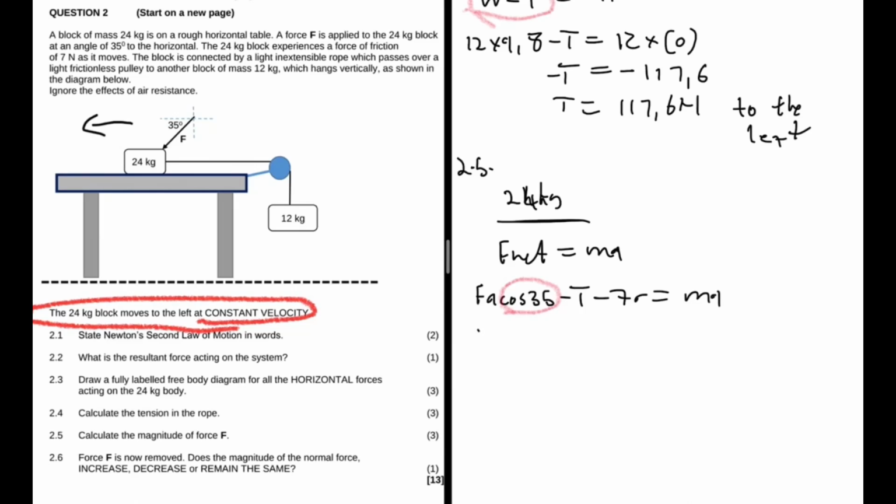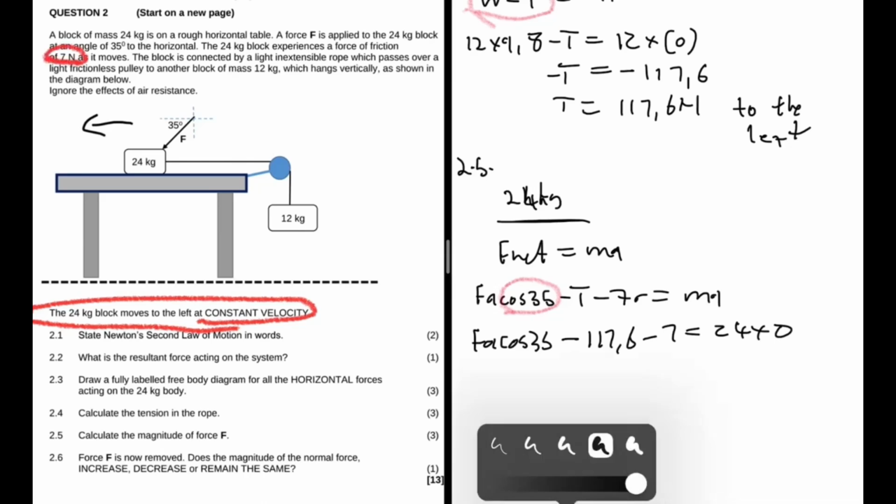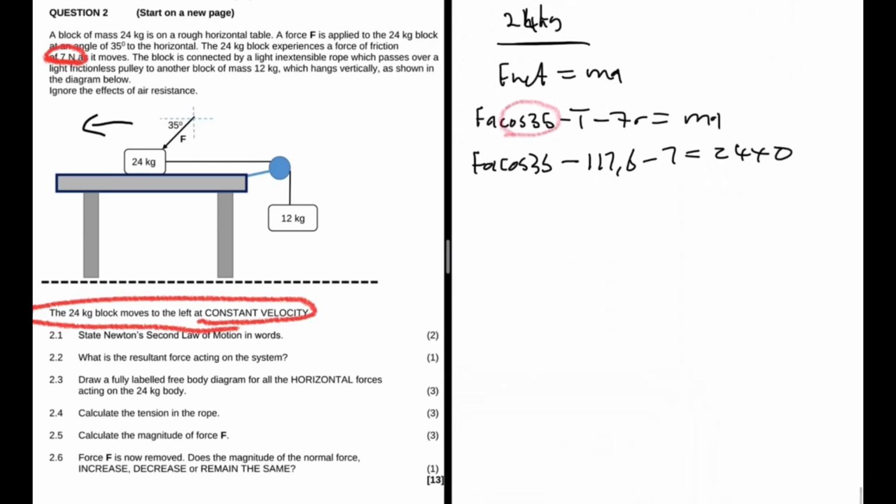So it will be FA cos of 35 minus 117.6 our tension, and then minus 7 is equals to 24 multiplied by 0. Why am I saying minus 7? Look here, we are told that the frictional force is 7 Newton, right? So from here, what are we gonna have?